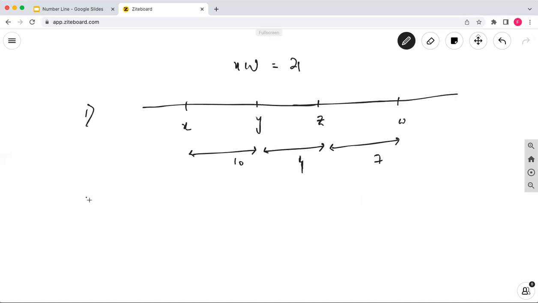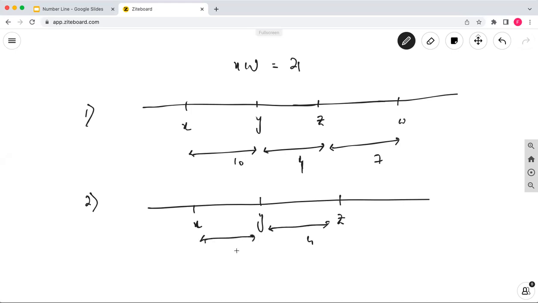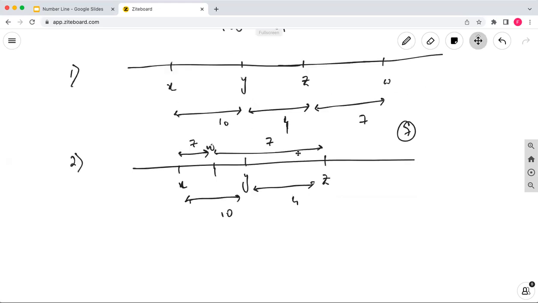Okay, let's see the other scenario. This is x, this is y, this is z. And if I consider w on the left side of z, this is 4, this is 10. So w must lie on the left side of this. So if this is 7, 4 and 3, this is also 7. So in this scenario, the distance between x and w is 7. This is another scenario. Now let's see the third scenario.